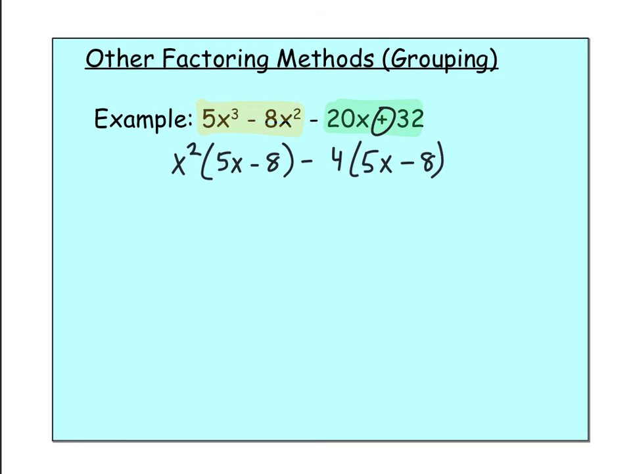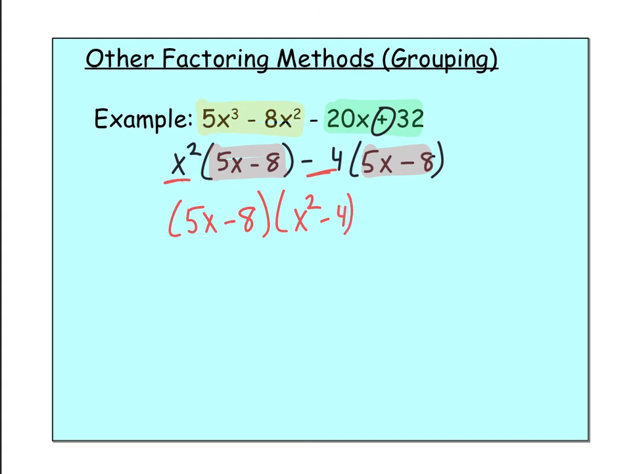Okay, and that actually worked out nicely, right? Because now we notice they both have that common factor of 5x minus 8. So that means we can go ahead and factor that out front as the common factor. And the leftover stuff is the x squared minus 4.